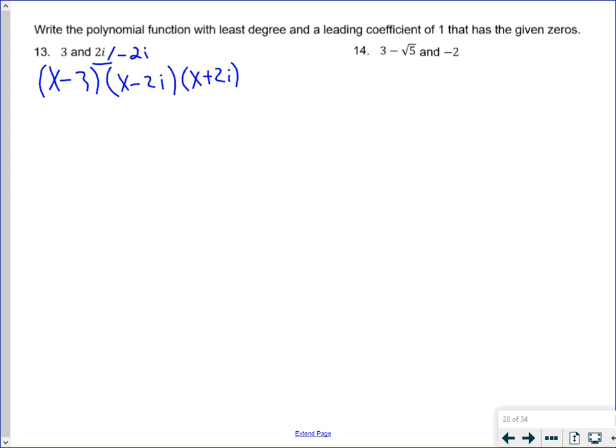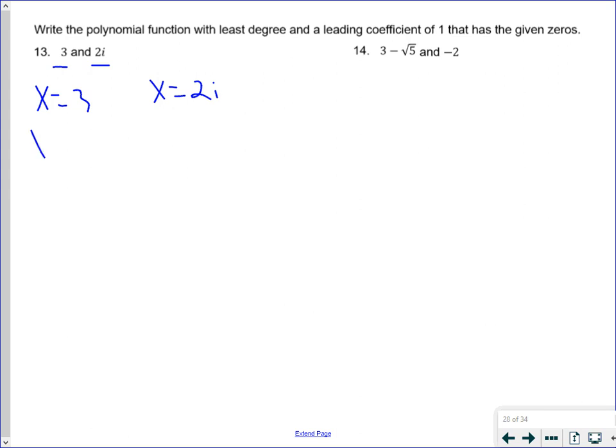Okay. The other way to go about it, that I like much better, is that we're going to set each zero that we have here equal to x. So we have x equals 3 and x equals 2i. All right. Let me back up real quick. For x equals 3, we're going to set that equal to 0. So we're going to minus 3 over. So you get x minus 3 equals 0.